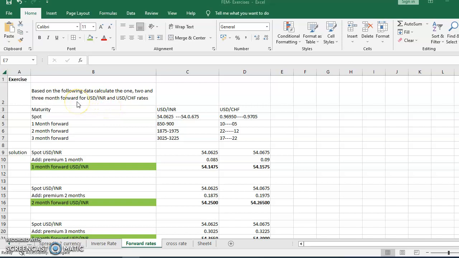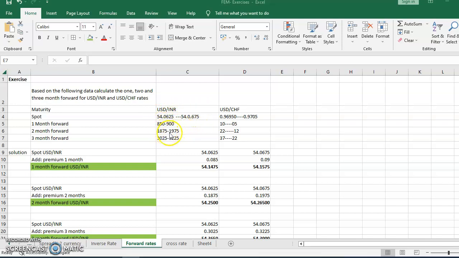To understand this concept, I have taken this particular question. The question is, based on the following data, calculate the 1, 2 and 3-month forward for USD INR and USD Swiss franc rates. Maturity is given to you: spot, 1 month forward, 2 month forward and 3 months forward, and USD INR is given to you and USD Swiss franc is given to you. Now you see this is the first part of the currency, which means this is the bid and this is what is called the ask.